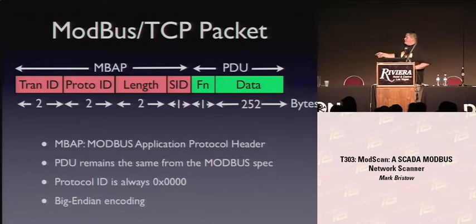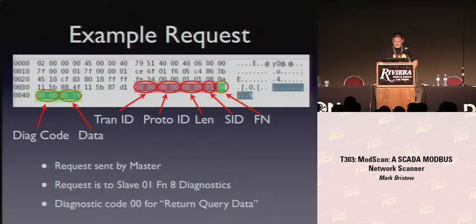So anyway, more importantly, again, still big endian encoding. The PDU is the same, but you have this additional header here with a length. And notice that the slave ID is, again, in the extra addressing. So that's what it looks like conceptually.